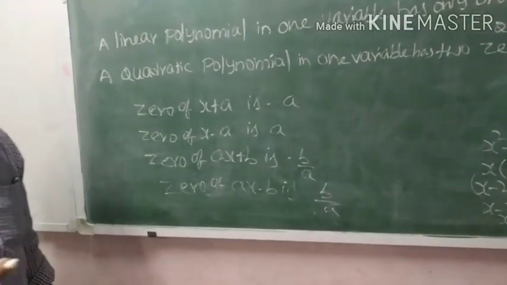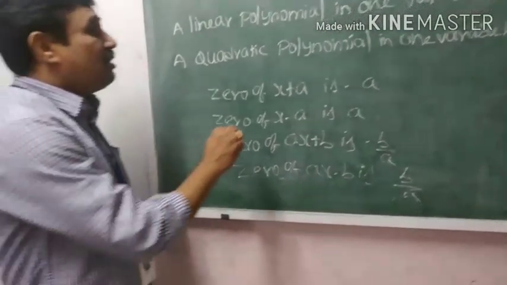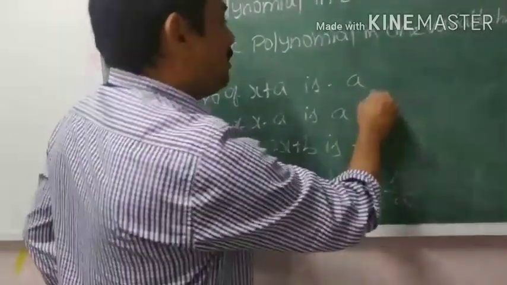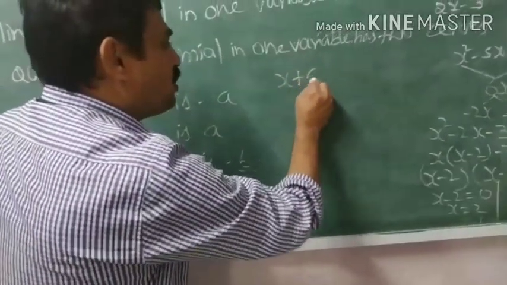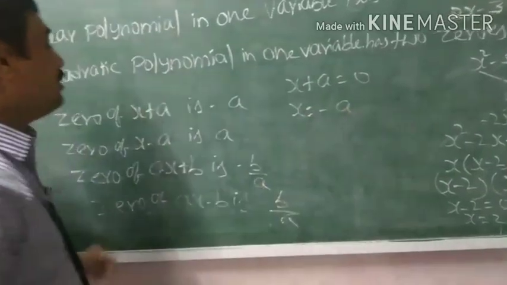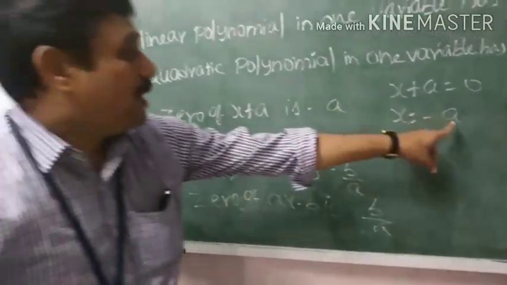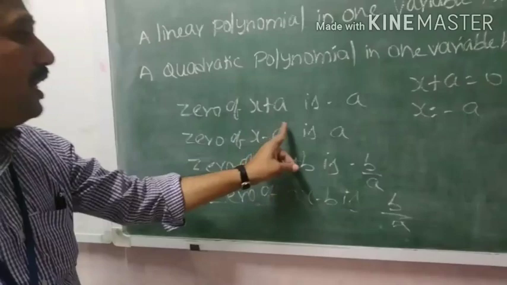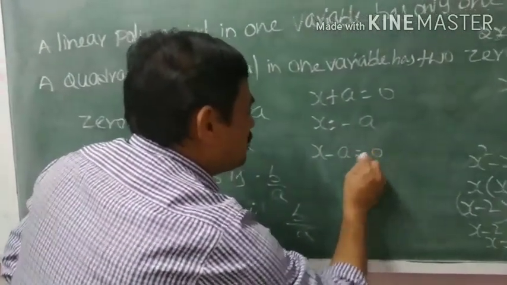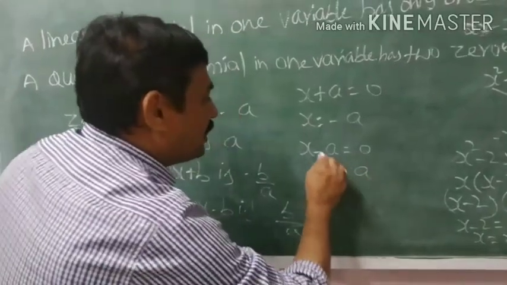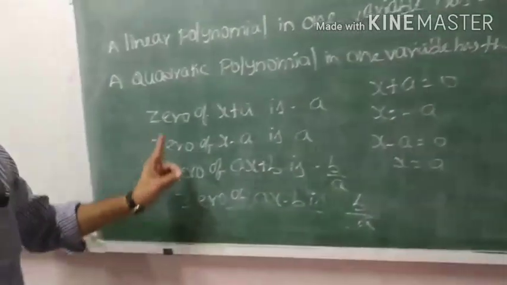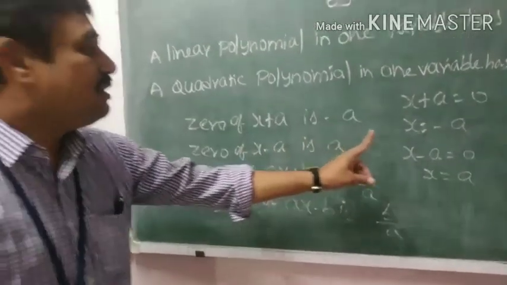Next, the zero of x plus a. Here, the zero of x plus a is minus a. How can you see it is minus a? x plus a is equal to 0. Now plus a on this side becomes minus a on that side. So the zero of x plus a is minus a. Next, the zero of x minus a. Similarly, x minus a is equal to 0, x equal to a. That means this minus a on this side becomes plus a on that side, x equal to a. Therefore the zero of x minus a is a.